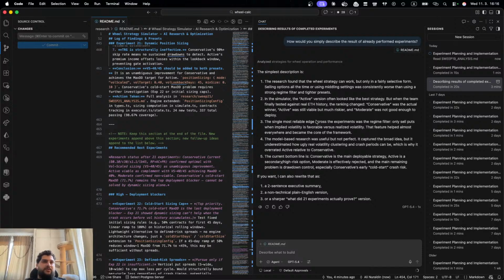So the single most reliable edge across the experiments was the regime filter. Only sell puts when implied volatility is favorable versus realized volatility. That feature helped almost everywhere and became the core of the framework. The model-based research was useful but not perfect. It captured the broad idea, but it underestimated how ugly real volatility clustering and crash periods can be, which is why it overrated active relative to conservative. Current bottom line: conservative is the main deployable strategy, active is a secondary high-risk option, moderate is effectively rejected.